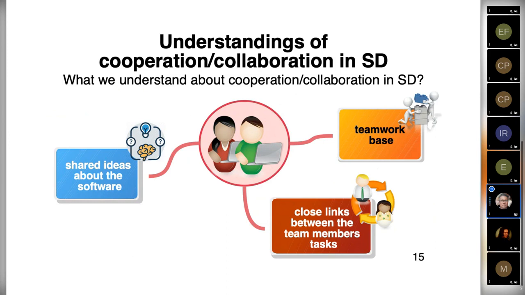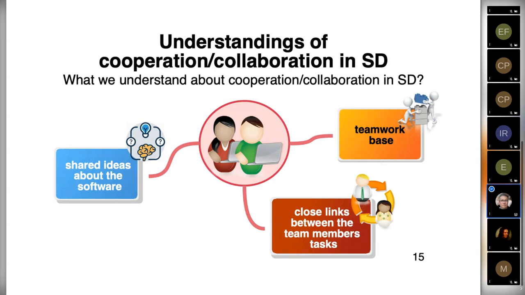But we can go now to the ways we understand cooperation and collaboration in software development. When you ask someone what they understand about cooperation and collaboration in software development, they only give you three main ideas. They say it's related with the sharing of ideas about the software. It's something that has to do with the teamwork we need inside our project, and also the close links we need between the team members' tasks. And if you look at these three characteristics, they are not only needed in the free and open source software community, it's also something you need in any kind of software project you are part of.